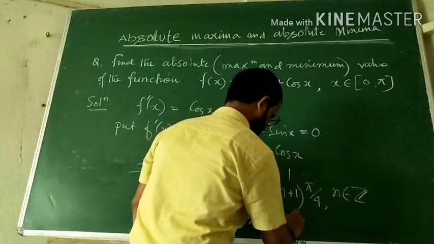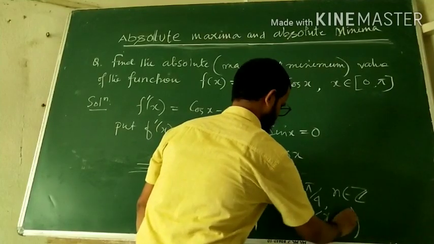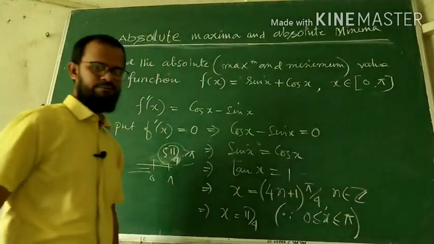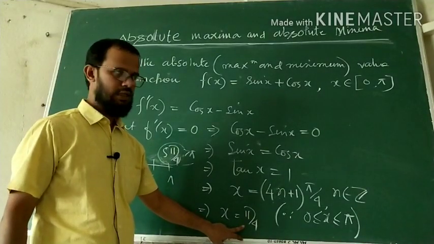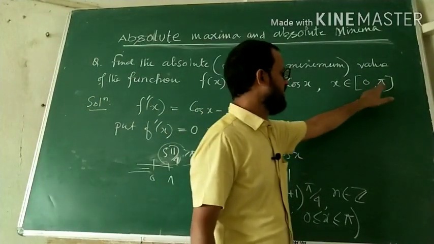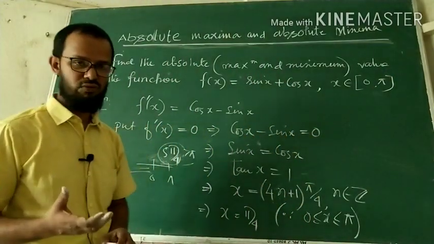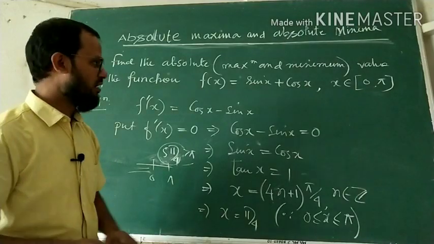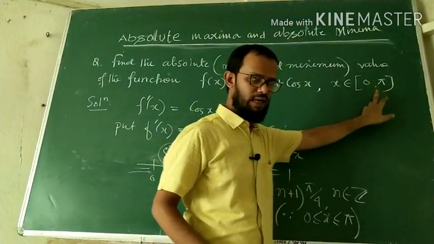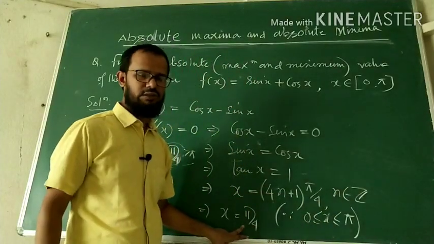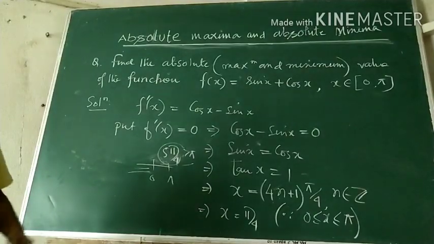You have to write here, since 0 is less than or equal to x, less than or equal to pi. This particular line you have to write. So how many critical points do we get? Only one critical point, and the two endpoints are required. To find the absolute maximum and absolute minimum, you have to find the functional values at x equal to 0, x equal to pi, the endpoints of the closed interval, as well as the critical point. So you have to find 3 functional values, and then find the absolute maximum and absolute minimum.